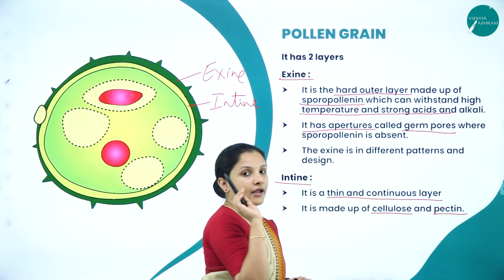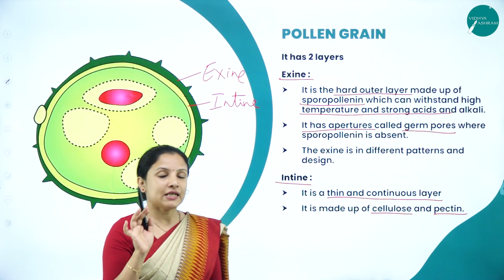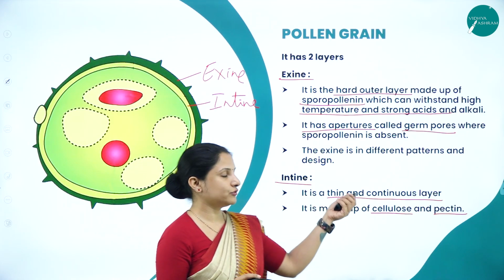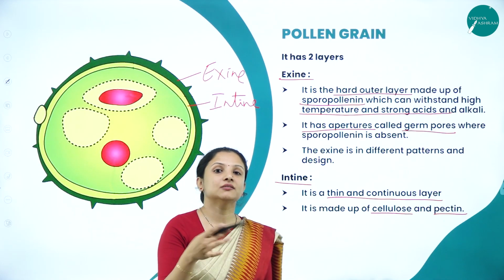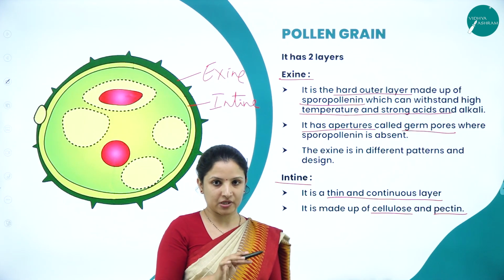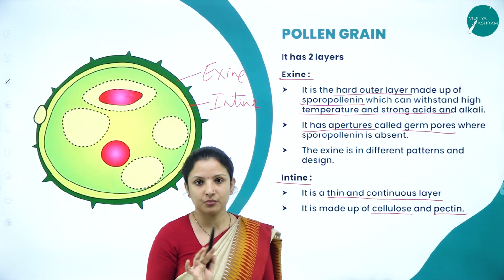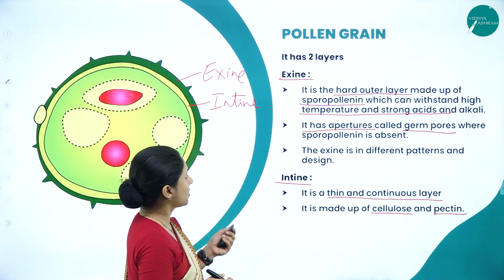So here, exine consists of sporopollenin. Intine consists of cellulose and pectin. Exine is not a continuous layer. Intine is a continuous layer. Exine has germ pores or apertures. Intine does not have germ pores or apertures. So I'm just telling you about the differences between the two. Okay.